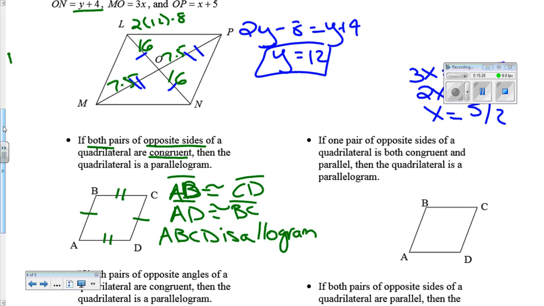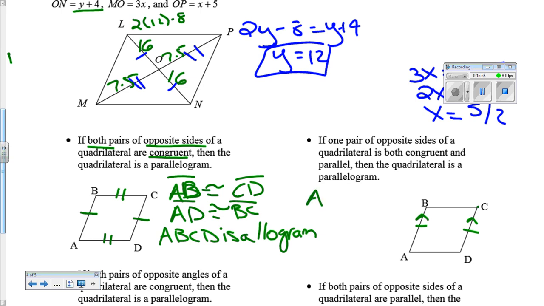Last one. If one pair of opposite sides of a quadrilateral is both congruent and parallel, it is a parallelogram. So if you can tell me that AB and CD are parallel and congruent, it is a parallelogram. Because what that will mean is that the other side has to be parallel and congruent as well. Okay? Because if they're going the same direction and they're the same length, then they're going to stop at the same point. Okay? Making the other two.